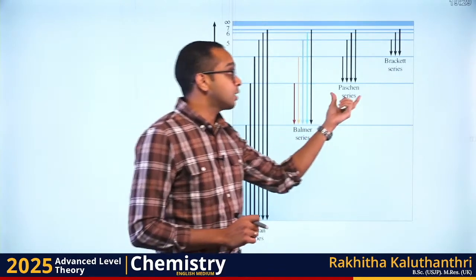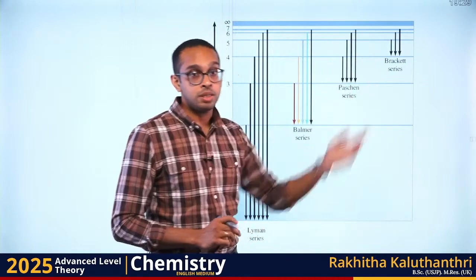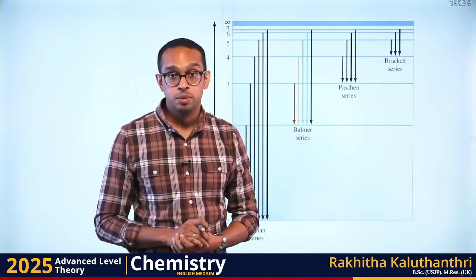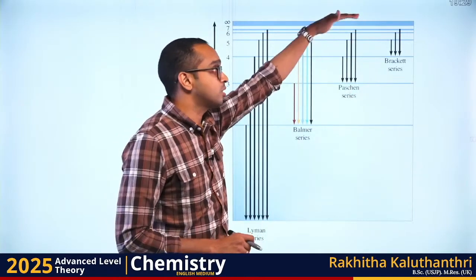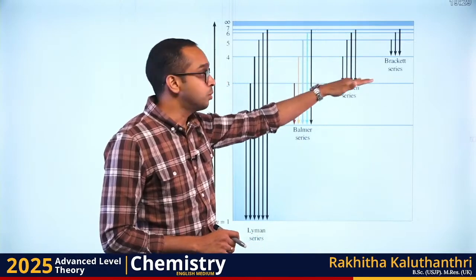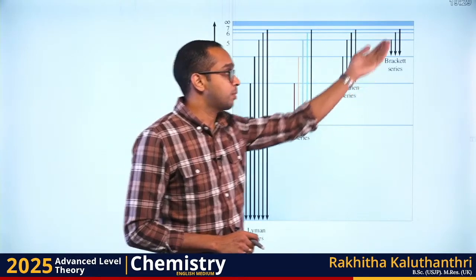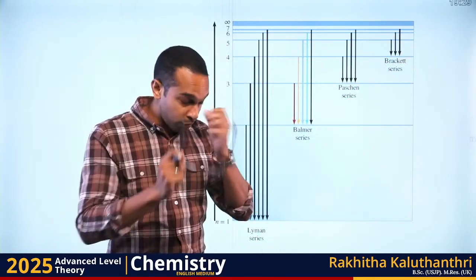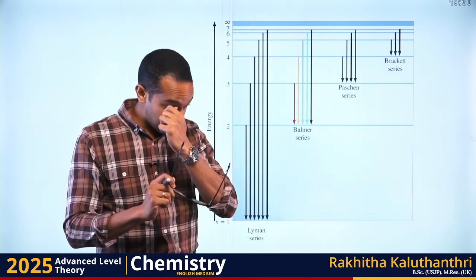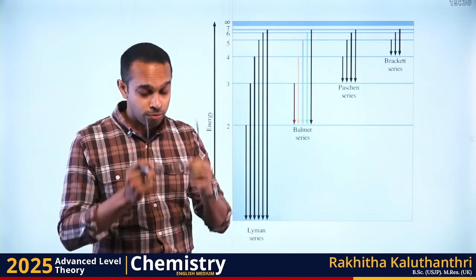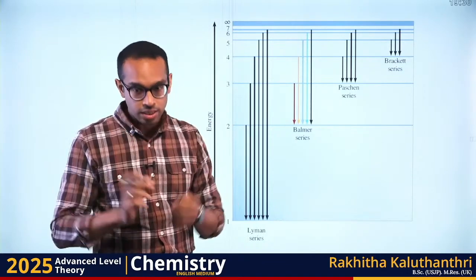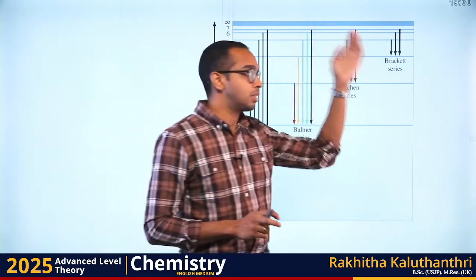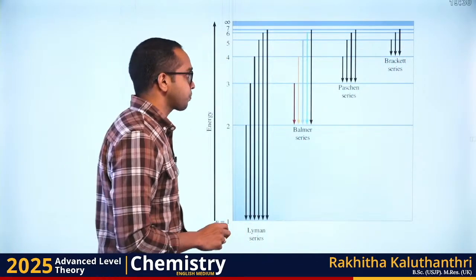And then we have the Paschen series, which is basically a series in hydrogen's emission spectrum that is produced when electrons transition from high energy levels to the 3rd energy level. Brackett is when electrons transition from high energy levels to the 4th energy level. And there's another series called Pfund. That particular series is produced when electrons transition from high energy levels to the 5th energy level.